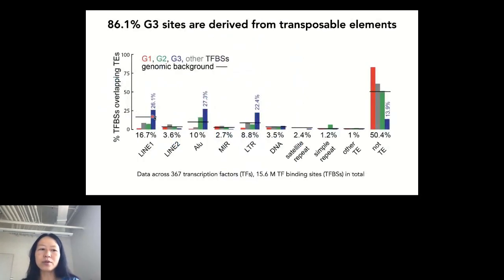Okay, so this is just the entire set of the transcription factor binding sites we have curated, totaling 15.6 million such sites. And you can see nearly 86% of the group 3 binding sites overlap with transposable elements, most of them derived from these 3 young families, LINE 1, Alu and LTR, while group 1 and these other groups of TFBSs do not overlap with transposable elements.